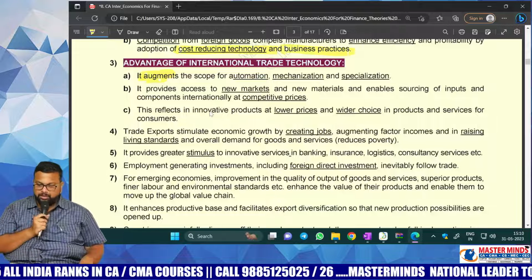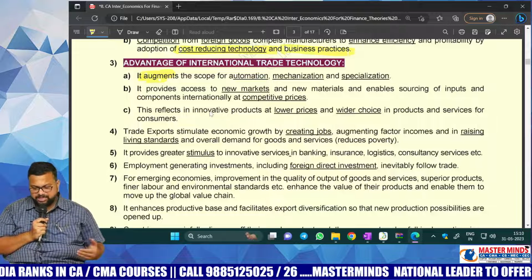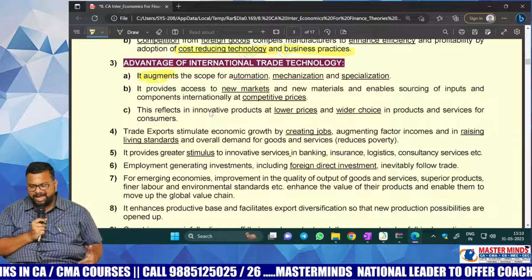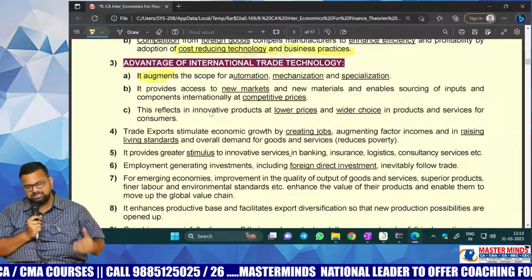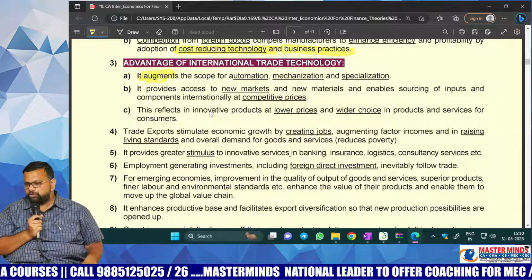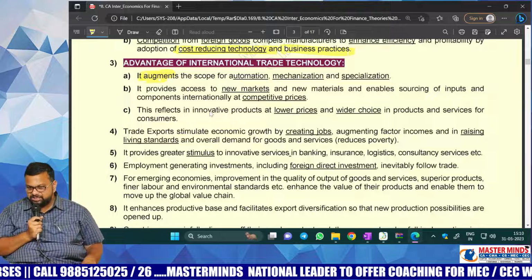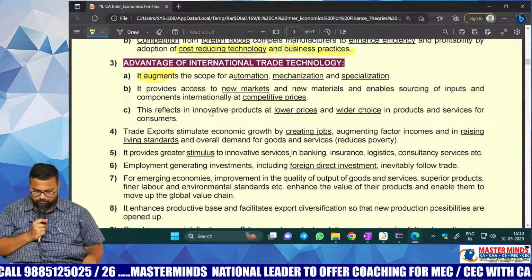So when new companies enter into the market, or when companies have access to new types of raw material at reasonable prices, they can produce more goods and offer those goods at reasonable prices. Okay, next, point number 4.